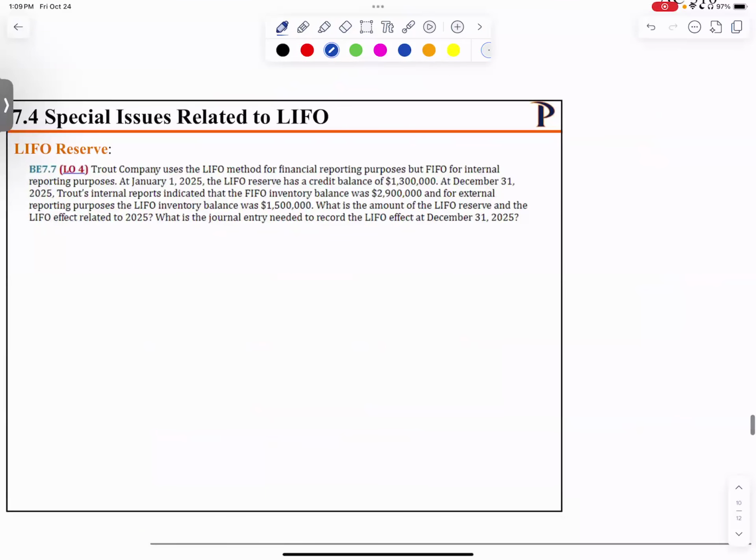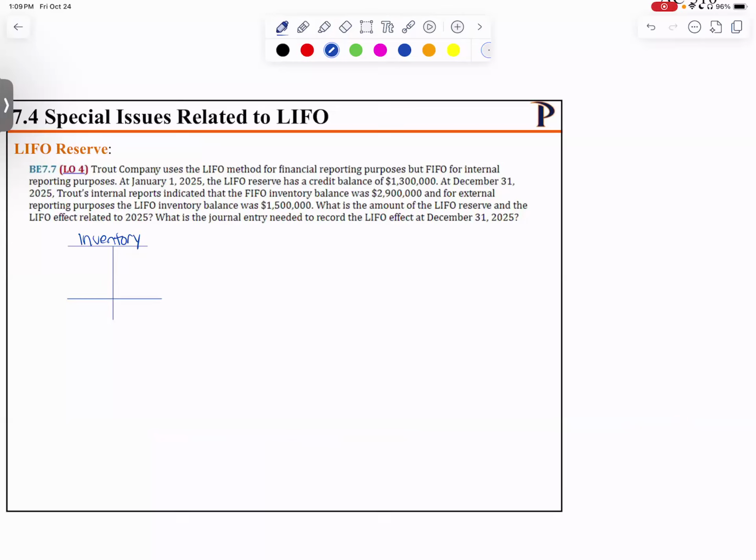For this company, they use the LIFO method for financial reporting, but FIFO for internal reporting. If we look at their internal inventory T account, our ending balance in our inventory as of December 31st, so our year end, was 2.9 million. So this is ending inventory under FIFO. Then we're told that for external reporting purposes, the LIFO inventory balance would be 1,500 at the end of the period. If we take the difference between our FIFO and LIFO ending inventory balances at the end of the period, we'll get a difference of 1.4 million. So this is what we need to have in our LIFO reserve.